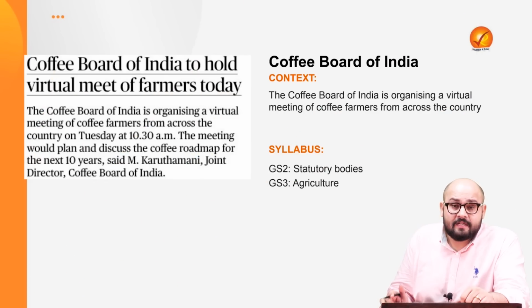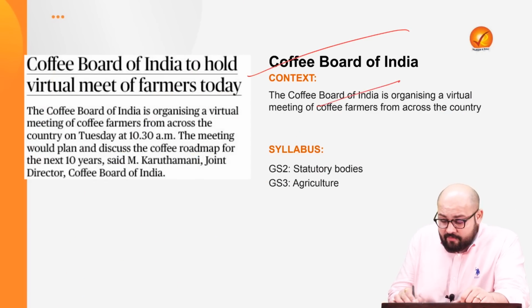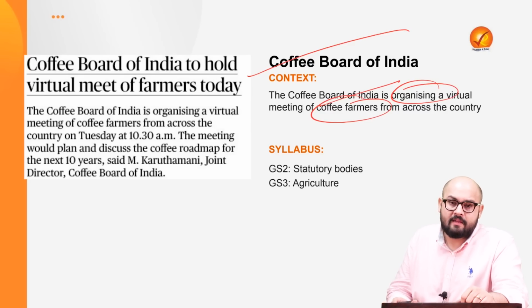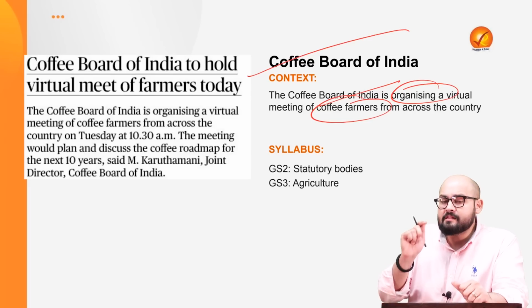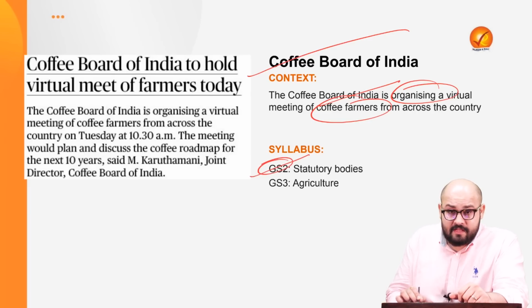So the next article is with respect to the Coffee Board of India. The Coffee Board of India is organizing a virtual meeting of coffee farmers across the country. Now this becomes really important for us because UPSC has been in the habit of asking questions when it comes to these bodies. Now this is a part of GS2 statutory bodies and GS3 agriculture.